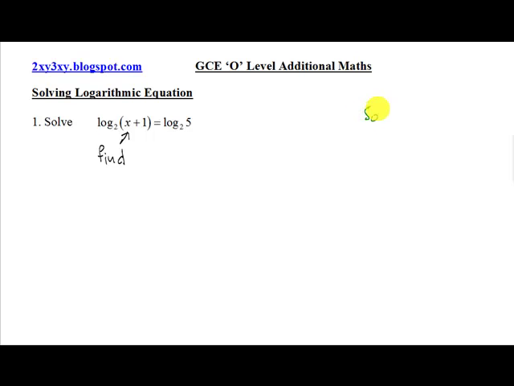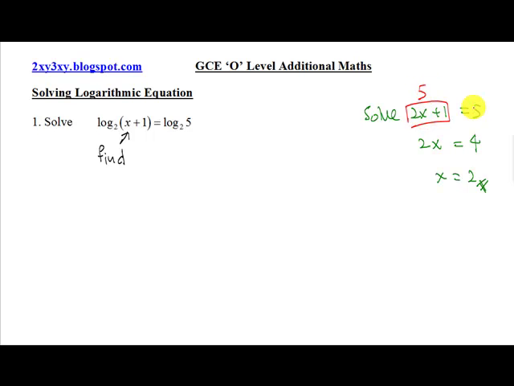For example, solve 2x plus 1 is equal to 5. So we know that 2x will be equal to 5 minus 1, and x will be 4 divided by 2, which gives us 2. Then we check back. If we substitute 2 into here, 2 times 2 plus 1 will give us a 5.